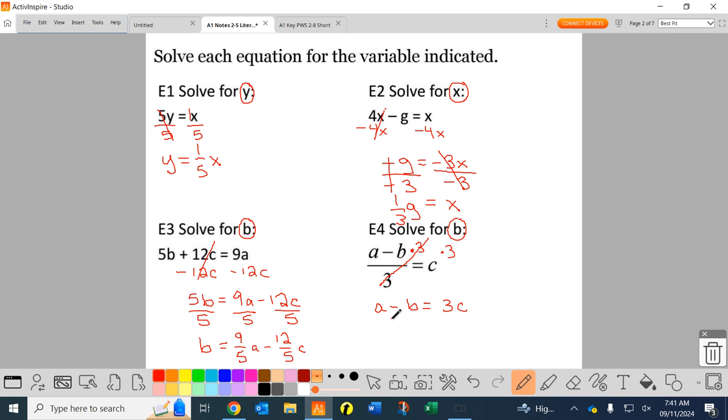Now, because we want the b all by itself, the a is the thing that needs to move over here, so we're going to minus a minus a. That's how you get rid of a positive a, is to subtract a from both sides.